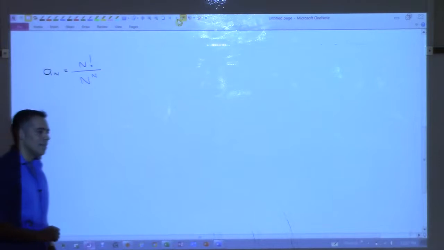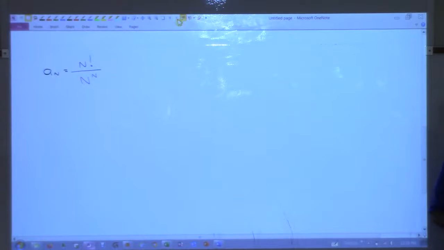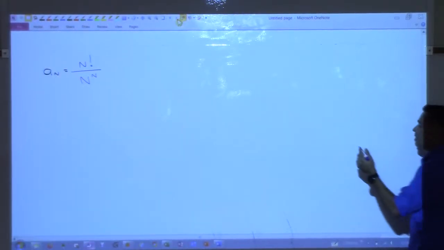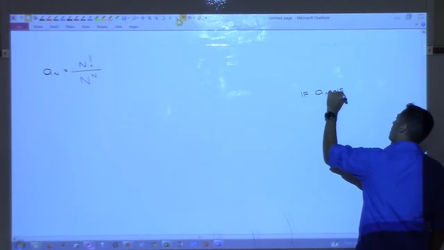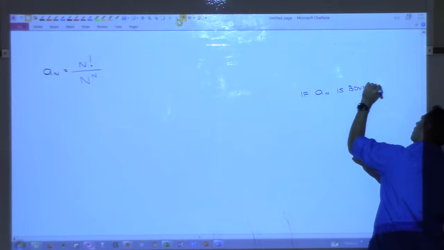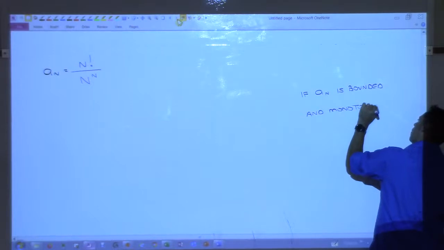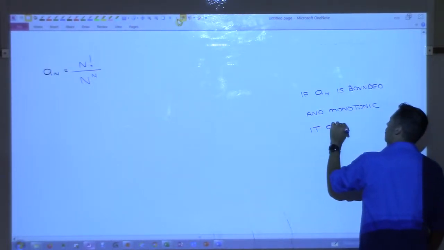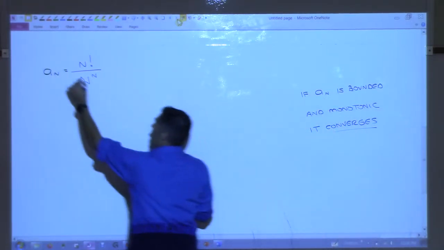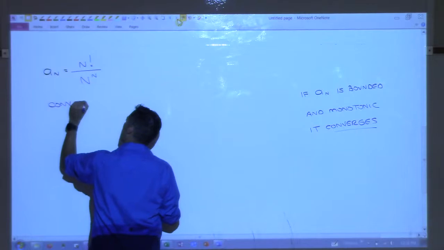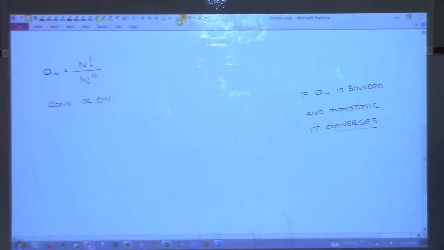So last class, I talked about this thing called the bounded monotonic sequence theorem. Look at your notes from last time. Last time we said that if a sequence is bounded and monotonic, it converges. Now, it doesn't tell you where it converges to. Okay, it converges, but it doesn't tell you where. Right here, I'm just going to ask you, does this converge or does it diverge? I don't want to know necessarily what it converges to. I just want to know if it converges or diverges.